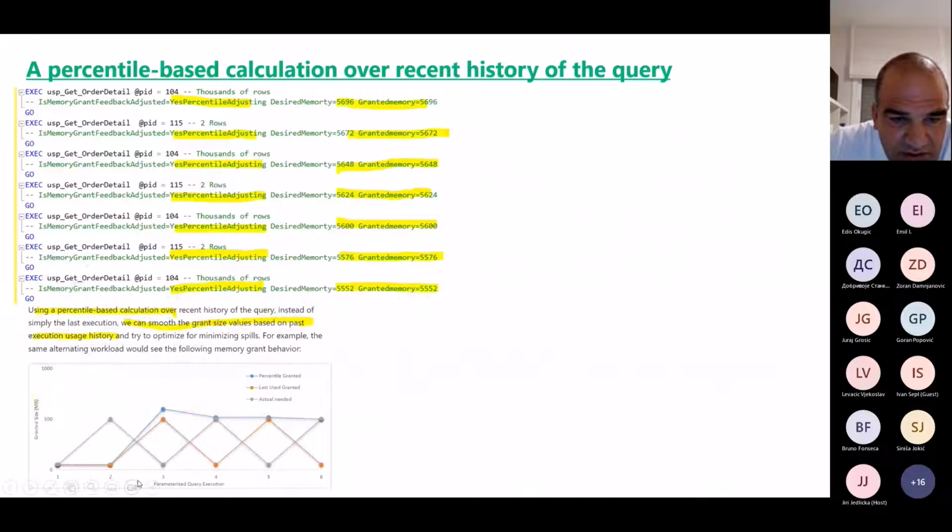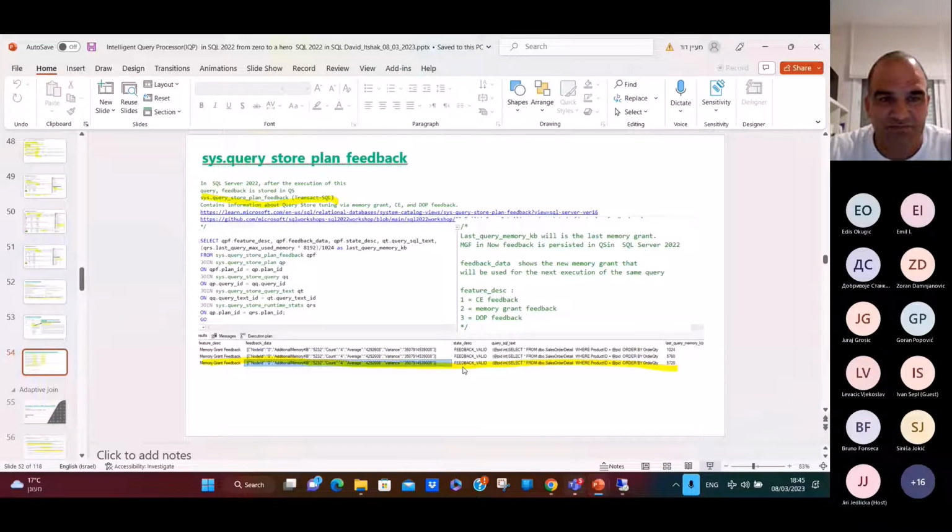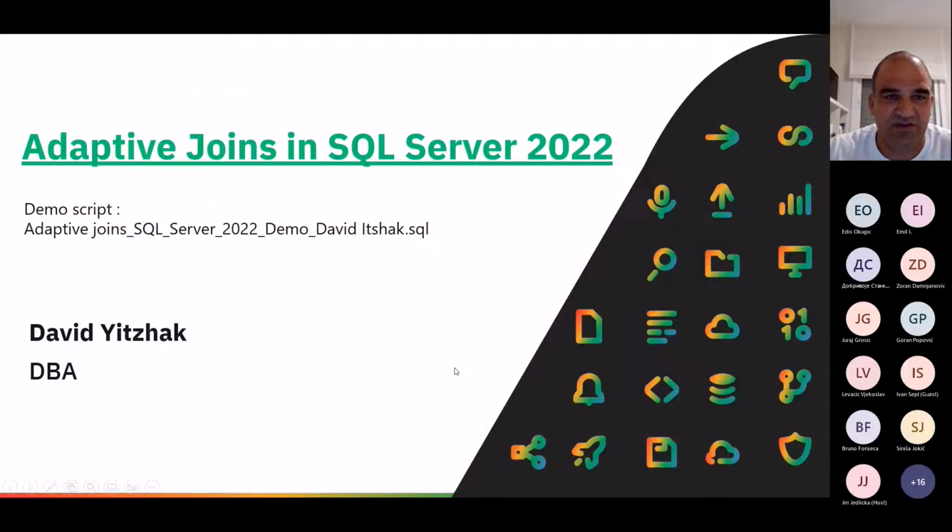In this way, you can see that when you use percentile adjusting, we don't have peaks like this. This is the actual needed. This is the last grant. The memory goes from the peak and goes slowly down because it uses the percentile mechanism. You can see with the blue, this is from Microsoft documentation. The granted memory is going down slowly. There are no peaks. Okay, so this is a percent-based calculation of a recent query. So adaptive join does not use it.